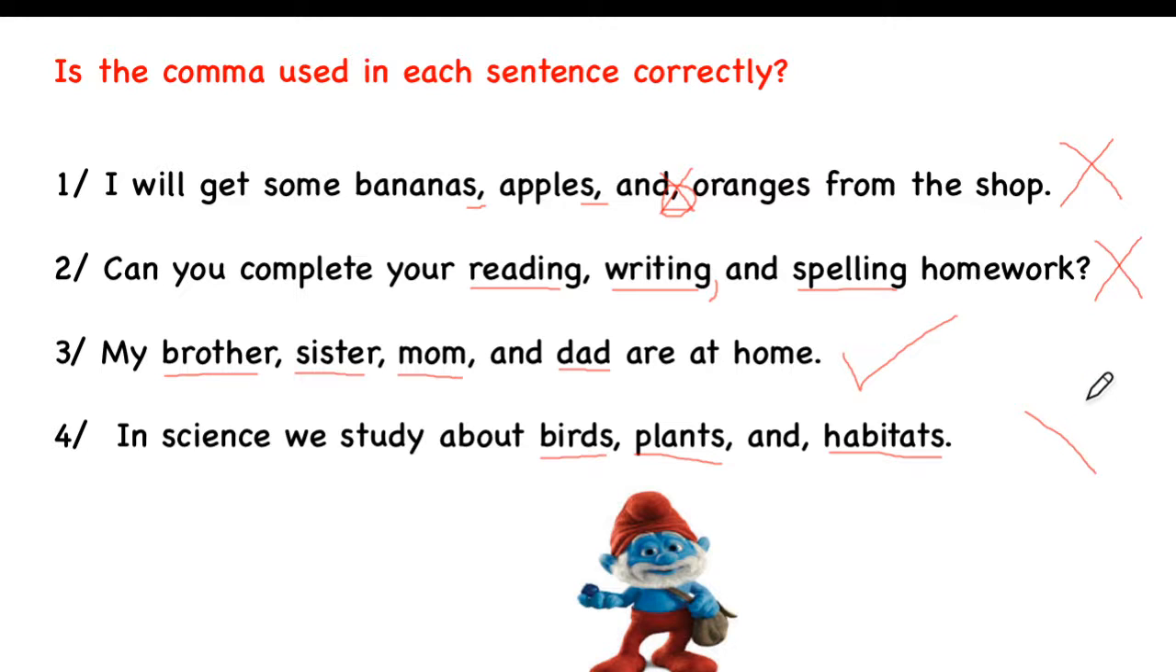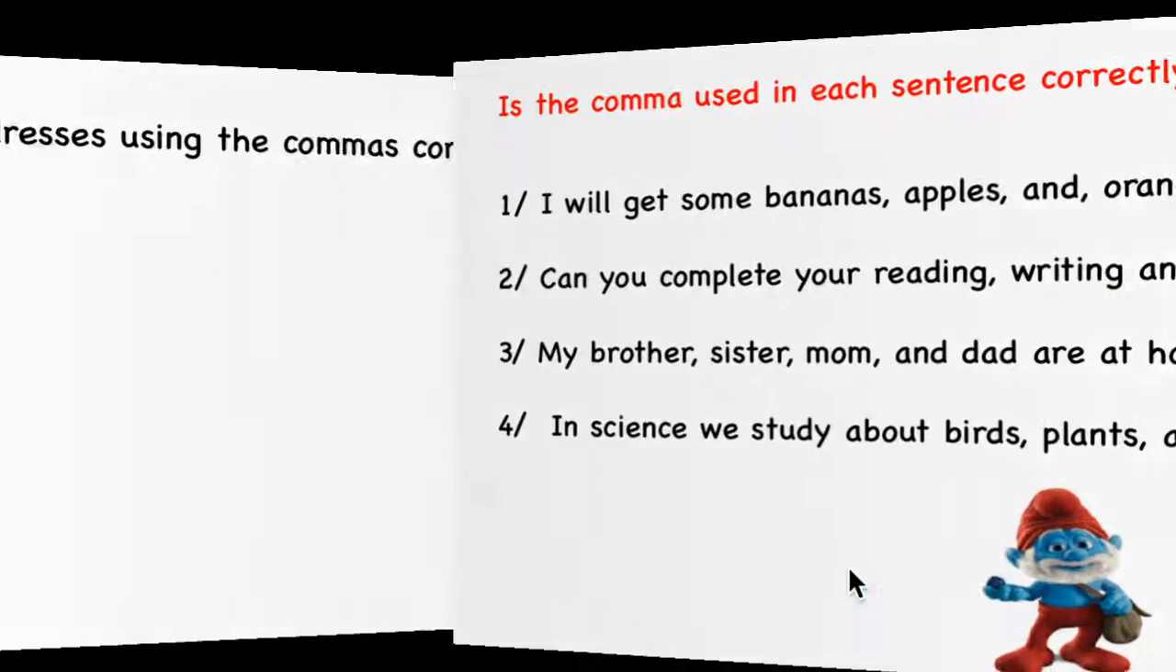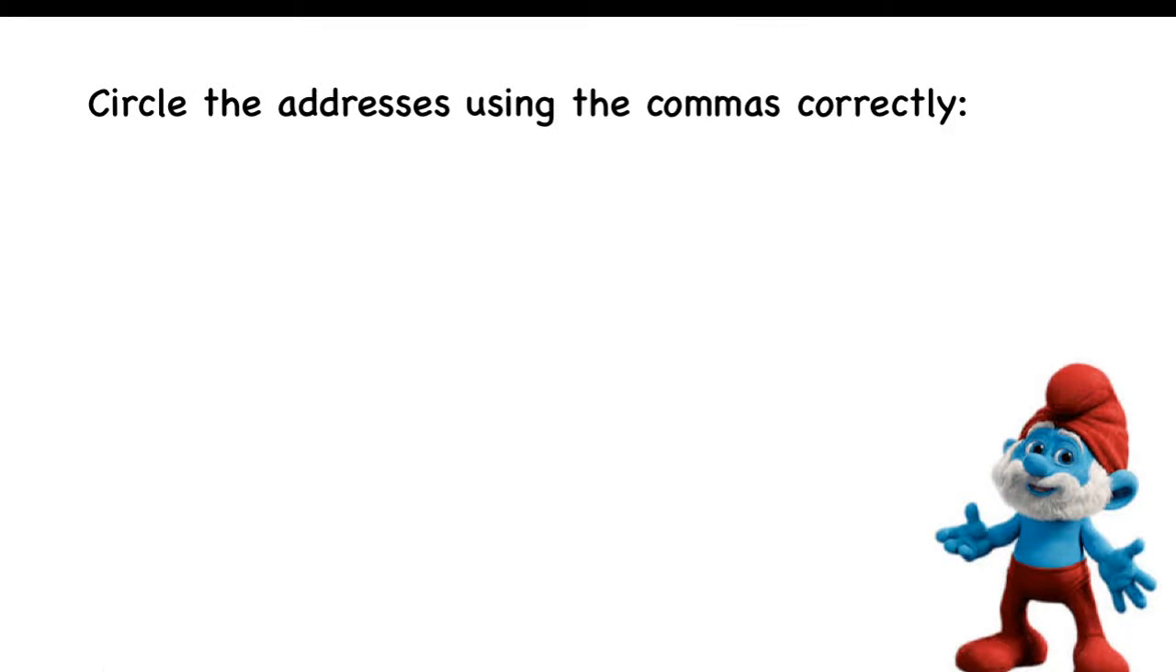No. And do you know why? Once again, we don't put the comma after the word and. Never ever. Okay? Great. Now circle the addresses using the commas correctly. Is this correct? Dallas, comma, Texas, comma, 98905. Do we use the 2 commas in the address?